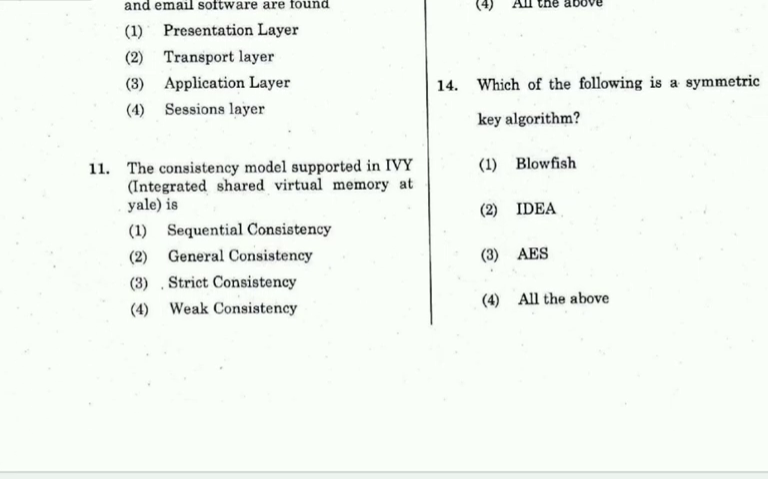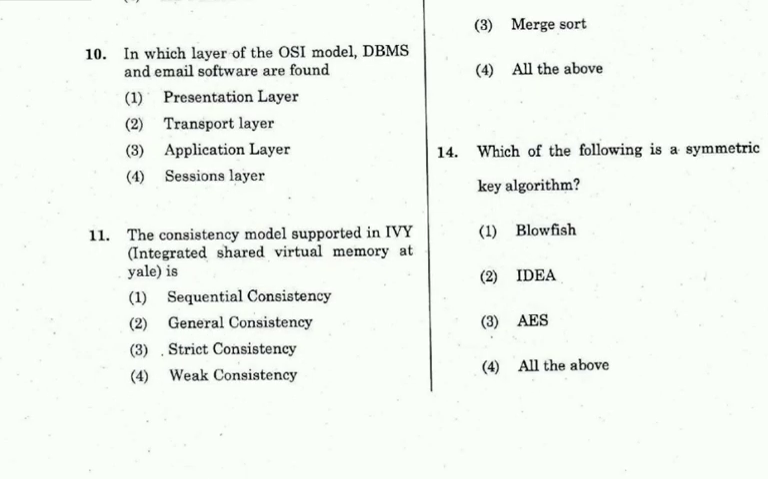The consistency model supported in IVY, that is Integrated shared Virtual memory at Yale. Here, IVY is a distributed shared virtual memory system developed at Yale University. It allows multiple computers to share a single virtual memory space. That means there is one memory shared by multiple processes.